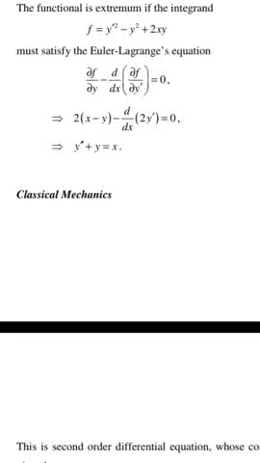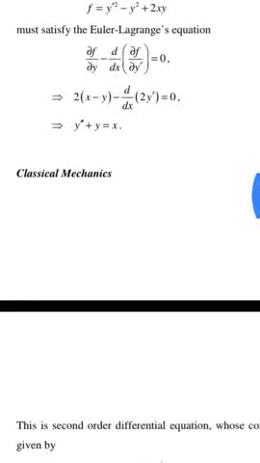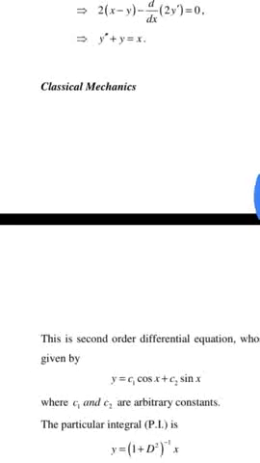Here, ∂f/∂y is equal to 2x − 2y, and ∂f/∂y' is equal to 2y'. Substituting this, 2(x − y) − d/dx(2y') is equal to 0. And d/dx of 2y' is 2y'', and we get 2(x − y) − 2y'' is equal to 0. Rearranging this, y'' + y is equal to x.